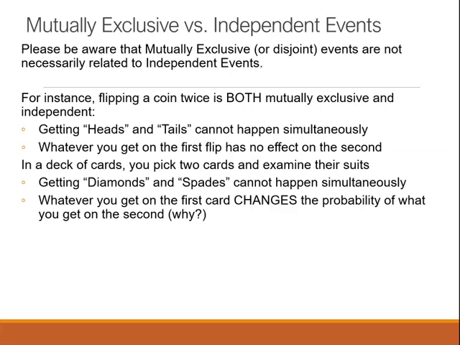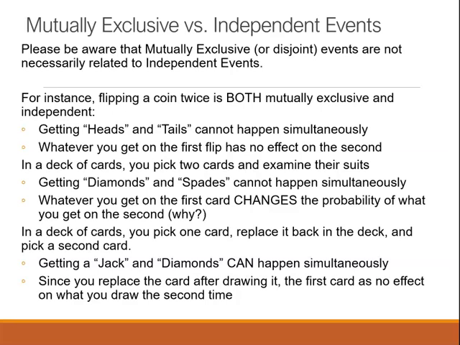Mutually exclusive. But because I've drawn a card out, when I pull the second card out, removing the first card has changed the probability of whatever can happen in the second card. That would make those a dependent event, right? Because the first draw was out of 52, the second draw is out of 51.